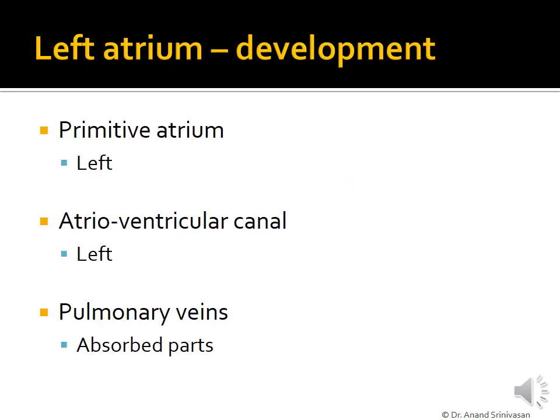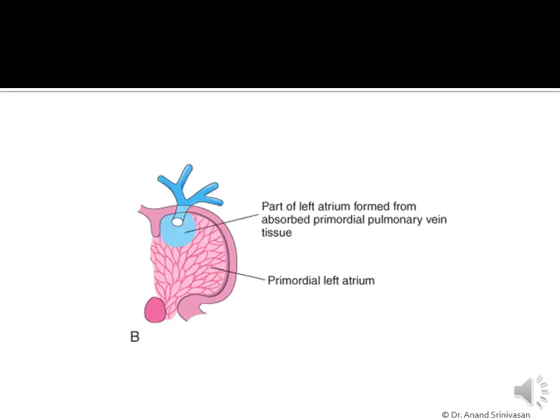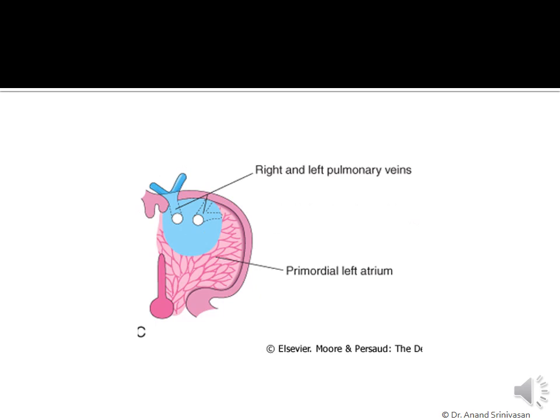Coming to the left atrium, the rough portion forms the left auricle, from the primitive atrium and the left half of the atrioventricular canal, and the major portion is formed by the absorption of the pulmonary vein. Initially you can see the left atrium is also rough. This is the pulmonary vein. Because of the absorption, the single primordial pulmonary vein is absorbed into the wall, and then it forms the walls of the left atrium.